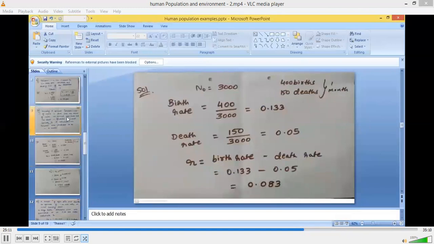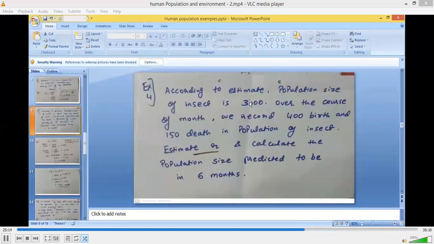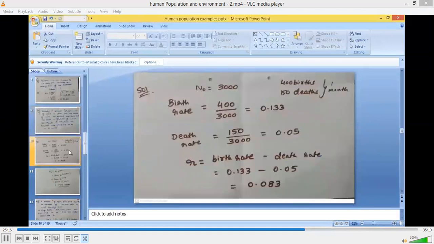First of all, 3000 was the initial value given to us, so I will put it as n naught. In this 1 month period, 400 births are happening, but 400 is the value on what? 400 is the value on 3000. So 400 divided by 3000 will give you 0.133, which is the birth rate. And death rate is 150 divided by 3000.